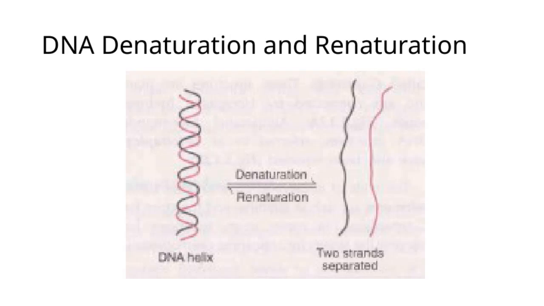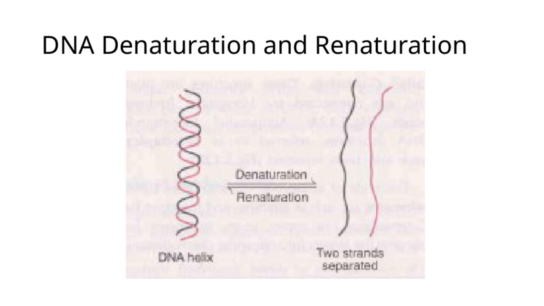Let's wrap up with DNA denaturation and renaturation. Essentially, denaturation is the process where the two strands of the DNA double helix separate, typically due to heat or changes in pH. This is important because it allows us to study the DNA structure and perform techniques like PCR.